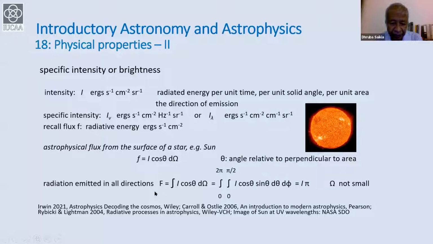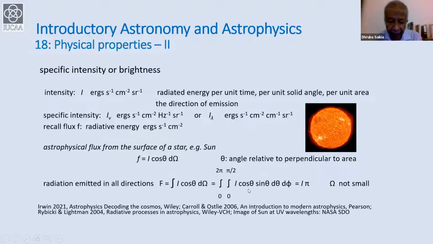So when I think of an astrophysical flux, F is equal to I cos theta, where theta is the angle at which the emission is going out relative to the perpendicular direction. And it can be going out in any direction. So I need to integrate this cos theta over all solid angles. The element of solid angle d omega is expressed as sin theta d theta d phi. Theta goes from 0 to pi by 2, where 0 is when it's orthogonal, and phi goes in any direction, so it is 0 to 2 pi.